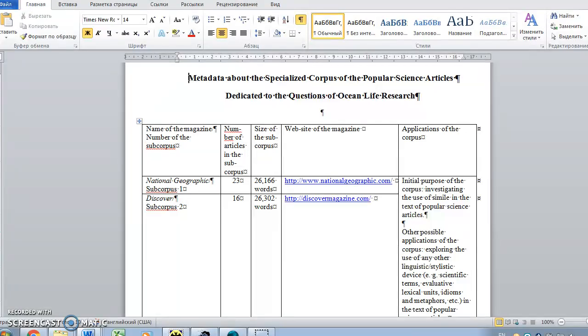Speaking about the importance of this topic, first of all, it's necessary to mention that all popular science texts, including popular science articles, are intended for the general public, and this means that their potential readers are people of different ages, coming from different social groups, having different occupations, and usually their professional lives are not associated with the topic of those texts.